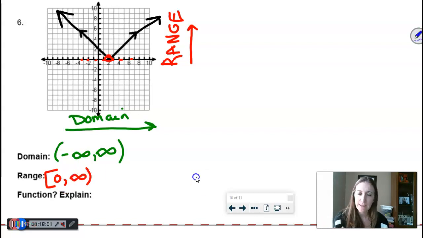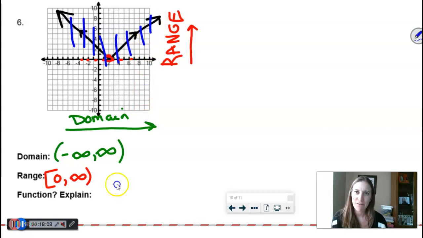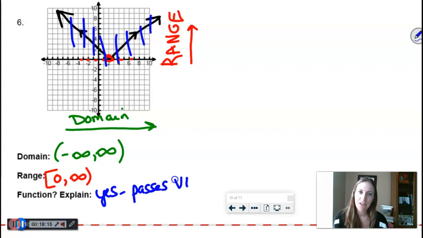And then I already spilled the beans here. It is a function because you're going to show me this. Helps if you can actually draw a vertical line, and you're going to say, yes, it's a function because it passes the vertical line test.